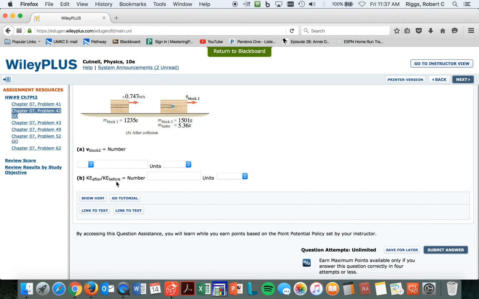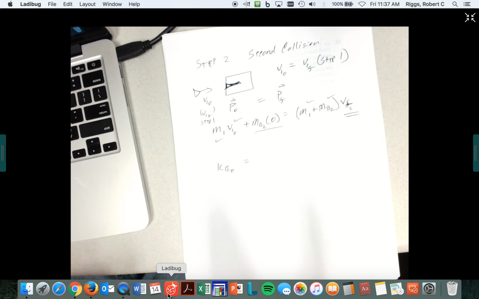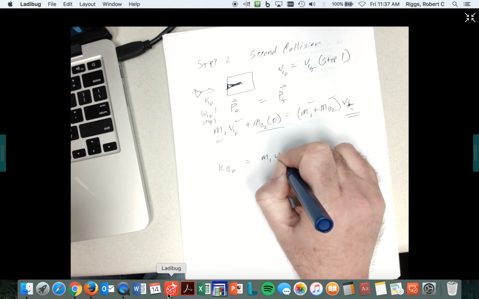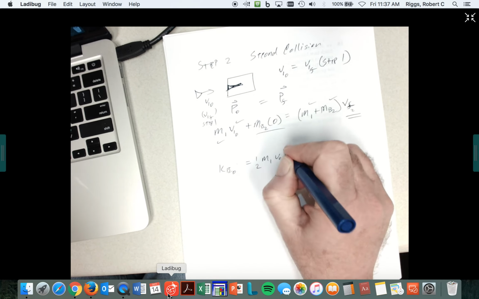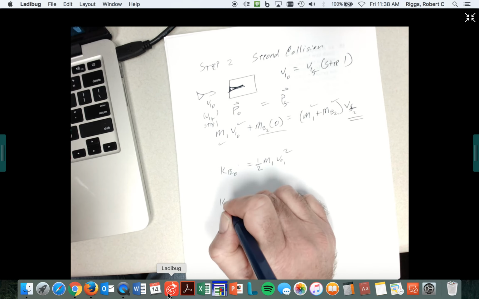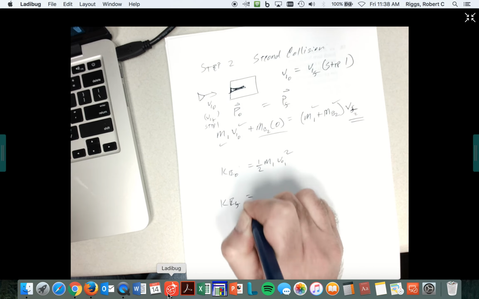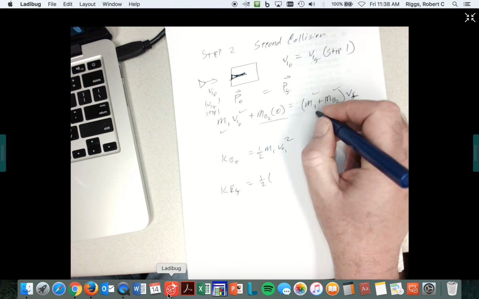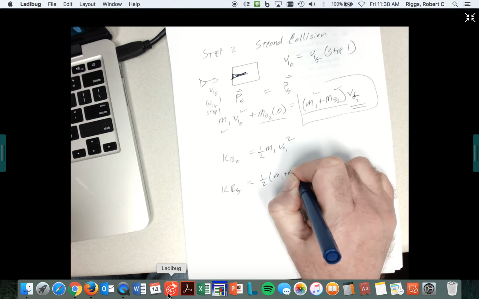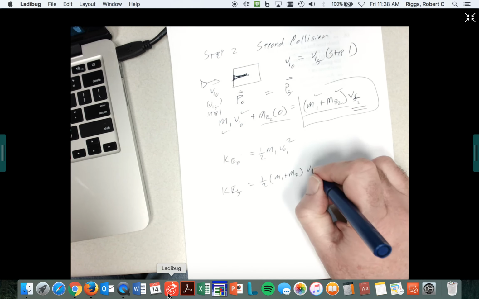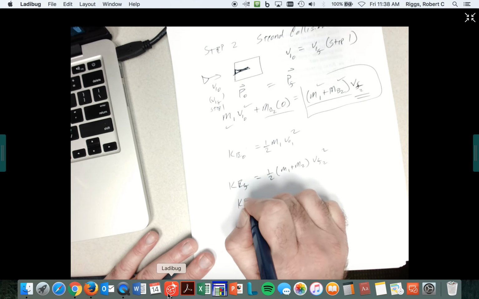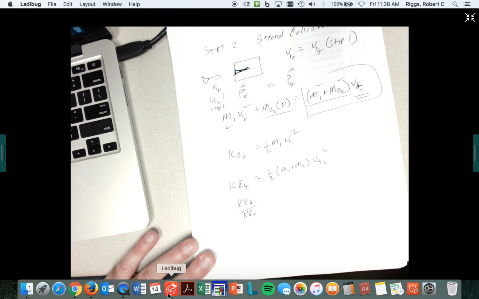It's not that hard to compute. The kinetic energy before is 1/2 M1 of the block times its initial velocity squared. The kinetic energy after, the final kinetic energy, is 1/2 of what? This guy, M1 plus M2, times V final 2 at the very end squared. So you're going to put those over each other.